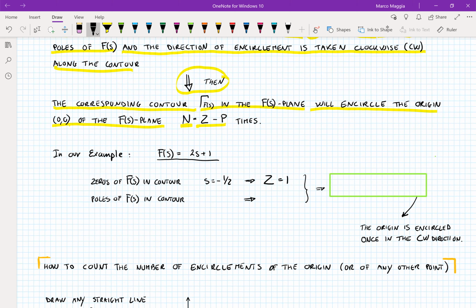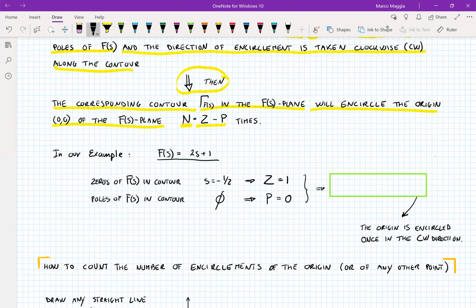Z equals 1 doesn't mean that f of s has 1 zero. It means that the contour that you chose in the S-plane contains 1 zero of f of s. F of s might have 100 zeros, but if you only encircle one of them, then Z is equal to 1. How many poles of f of s are within the contour that we chose? None. Also because f of s doesn't have any poles, but that is not really the point here. So we have that capital Z is equal to 1 and capital P is equal to 0.